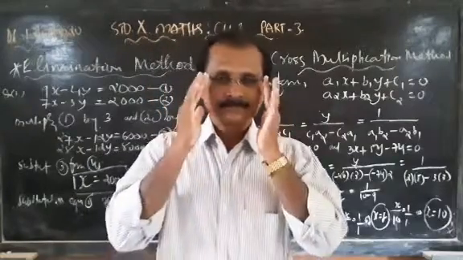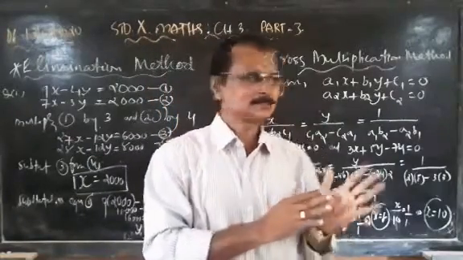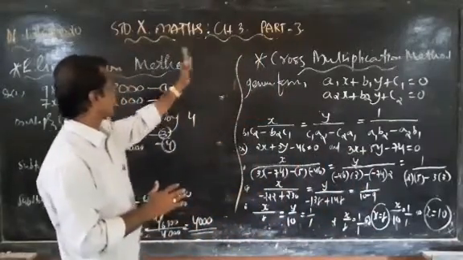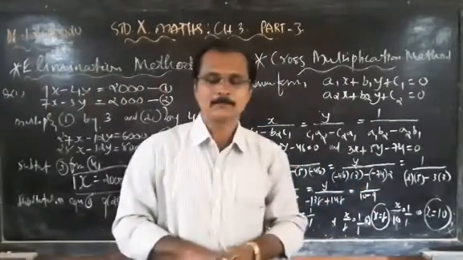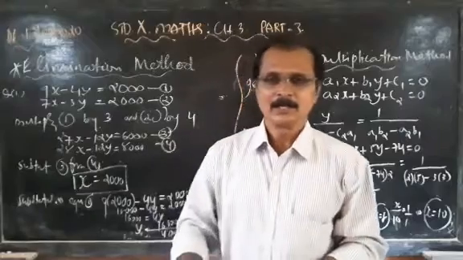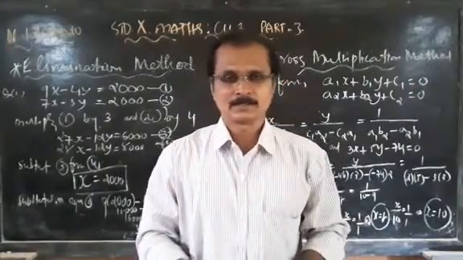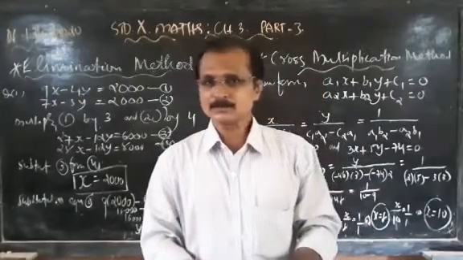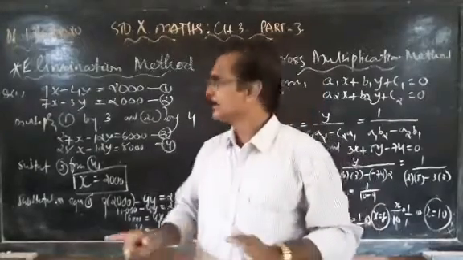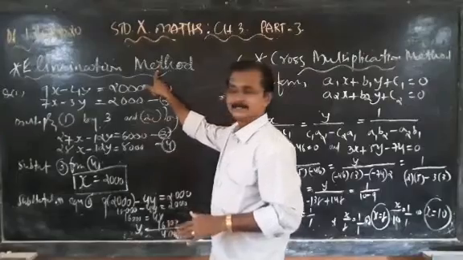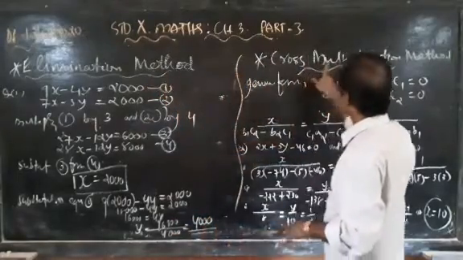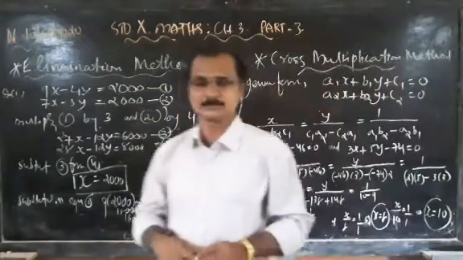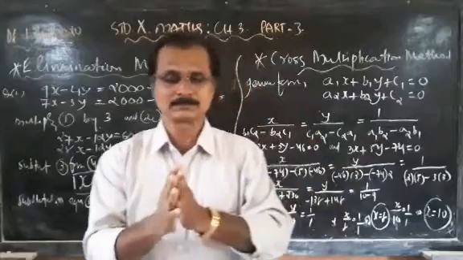So today, chapter 3, part 3, the linear pair of equations in two variables, solving the equations. The first method is over, and today the second one is the elimination method and another one is the cross multiplication method. So we will discuss these two methods.